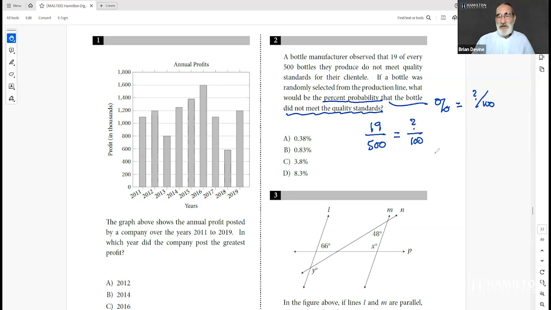I can stick that into a calculator. 1900 divided by 500 would give me what it is. Or I could just look at, well, I divided that by 5 in order to get 100. So if I take 19 and divide it by 5, I should then get question mark. And 19 divided by 5 is 3.8. So 3.8%. So C is the answer.